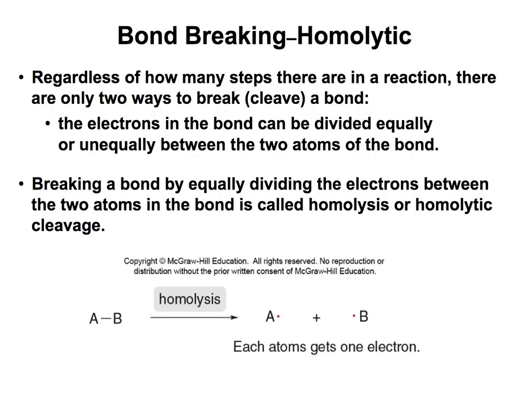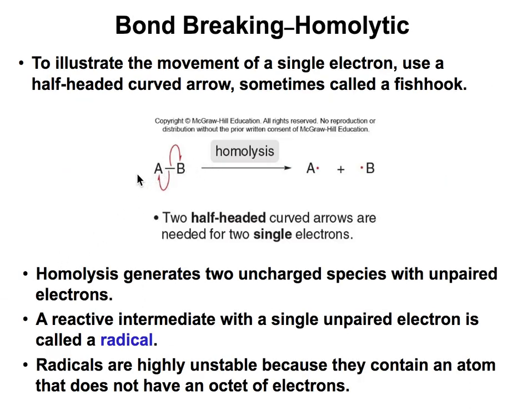Okay, so the bonds that will break can break in two different ways. The bond breaking can be homolytic, which means that each part of the molecule will get exactly the same. So remember that when we have one bond like this one, we have two electrons. When the homolysis happens, one of the electrons goes to the A and the other electron goes to the B.